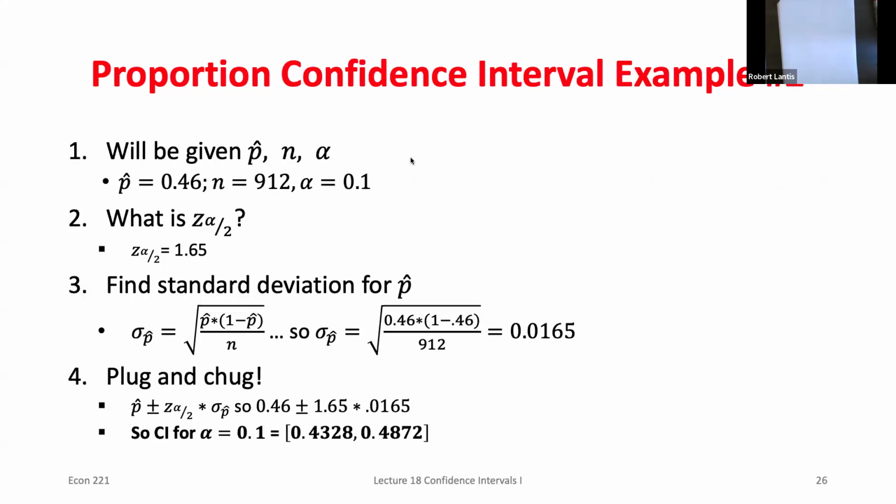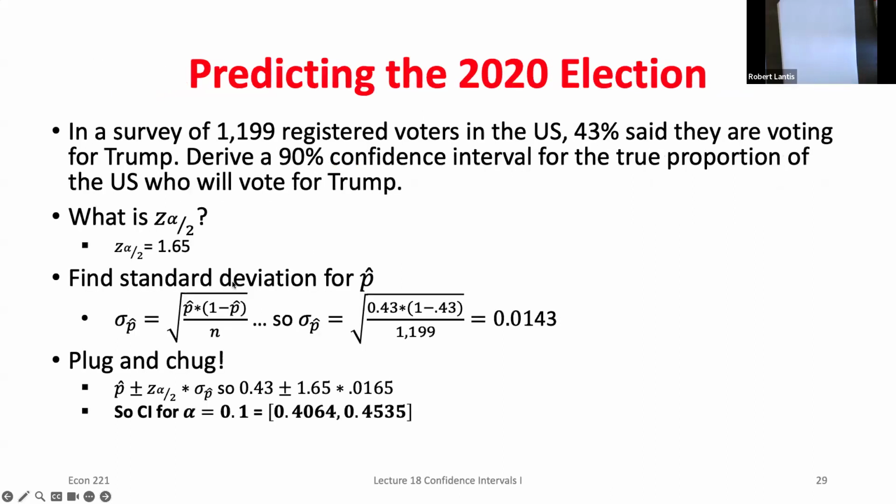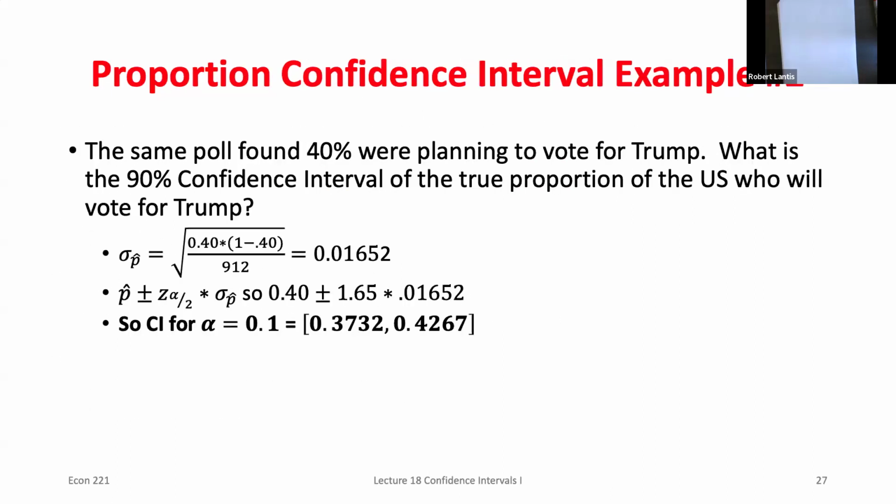Well, we just did a 90% confidence interval, so we're going to be using that same Z value of 1.65. Here, what's the standard deviation of the sample proportion of people going to vote for Trump? Well, take his sample proportion times 1 minus that, divided by our sample size, right? And then add my margin of error to that sample proportion, subtract my margin of error from that sample proportion, my upper and lower bound.